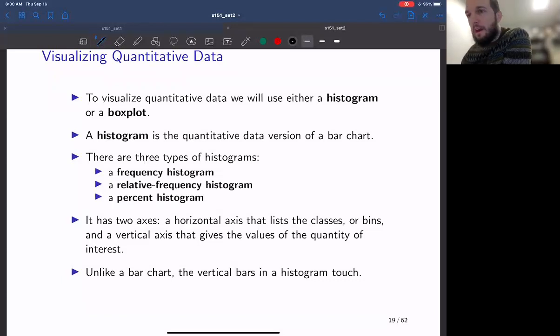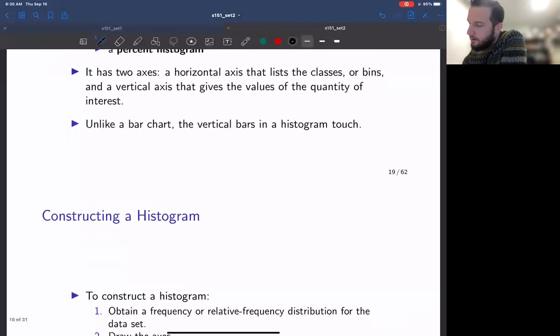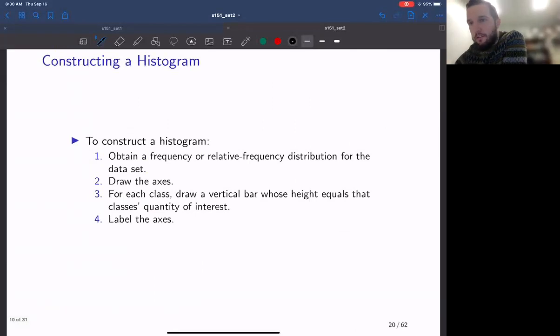Like a bar chart, a histogram has 2 axes. So we have a y-axis, which represents either the frequency, the relative frequency, or the percent. And we have an x-axis, which is going to be marked based off of the bins that we are working with. Okay. All right, so constructing a histogram is done in essentially the exact same way as constructing a bar chart, except that on the x-axis, we don't have labels anymore. We now have numerical values.